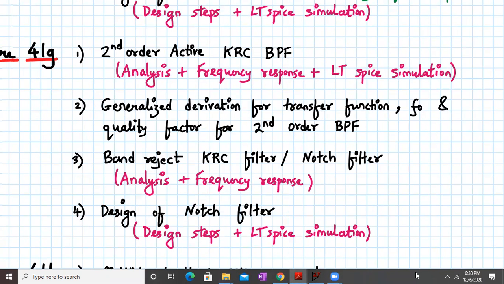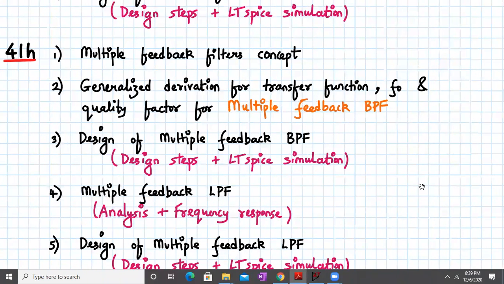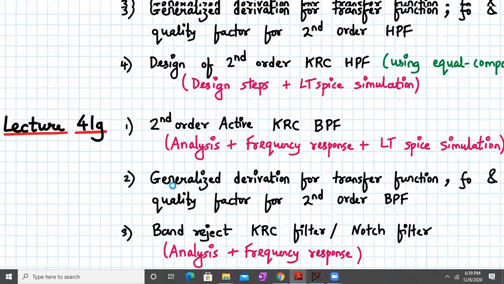Next, we saw the concept of the band reject KRC filter, or notch filter, and designed one circuit based on it. And in the last lecture, we completed the multiple feedback filters concept. The generalized derivation for the expressions of F naught and Q was derived explicitly for the multiple feedback bandpass filter, and we solved one numerical on the same, that is a design of a multiple feedback bandpass filter. Then we also discussed the concept of the multiple feedback low pass filter, and its design was taken from the Sergio Franco book. I guess with this we have completed our module number 3, that is opamp filters.